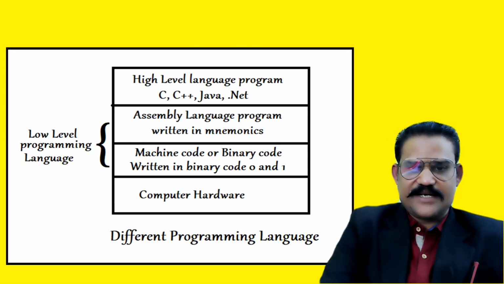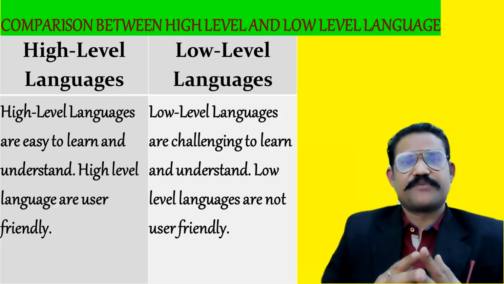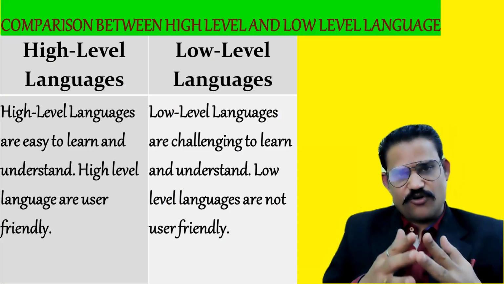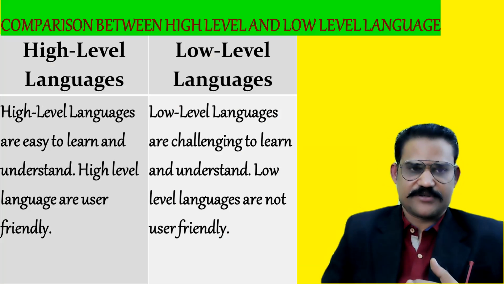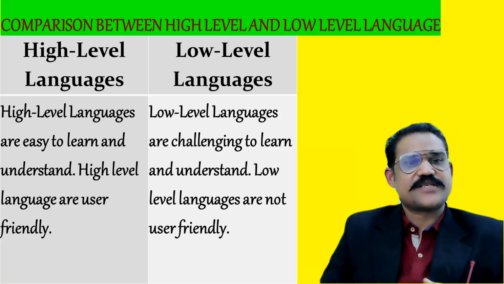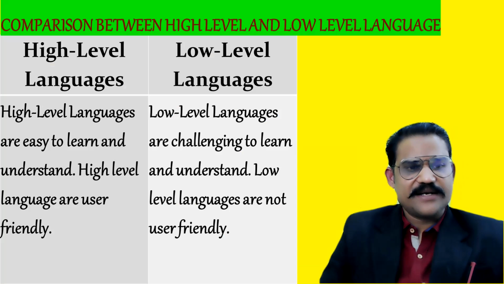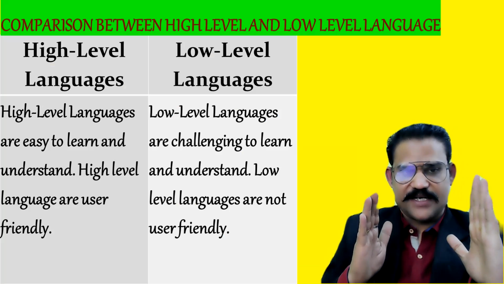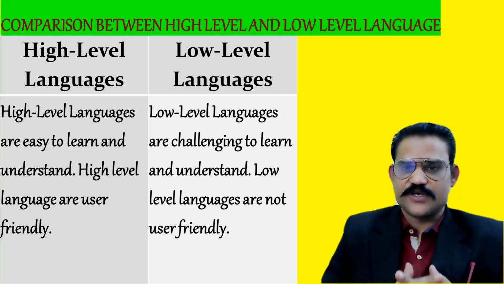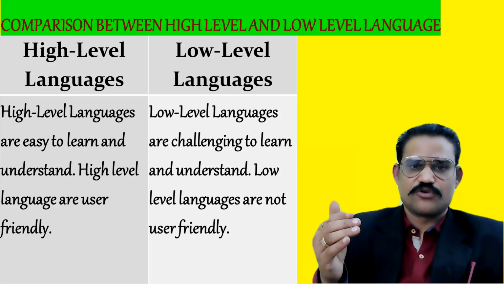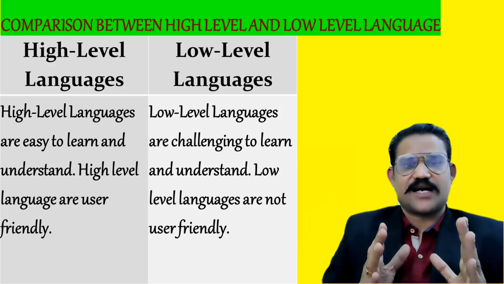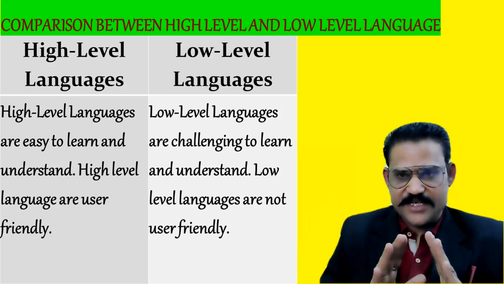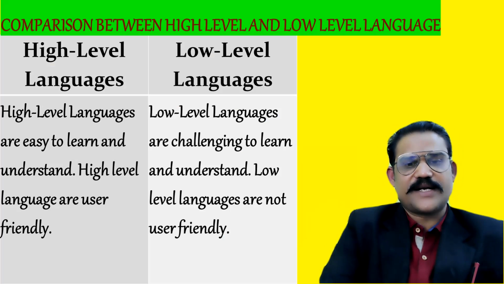So come to the next slide. Now comparison between high level and low level language. So this is high level language, and in the second column we write about low level language. So the first point is that high level languages are easy to learn and understand. High level languages are user friendly. Now the first point about low level language is that low level languages are challenging to learn and understand. Low level languages are not user friendly. Is that clear to all of you? Now come to the next point.